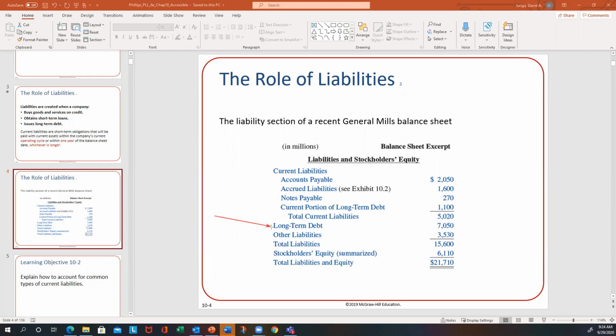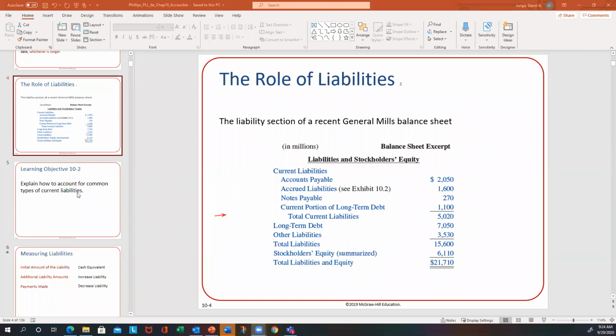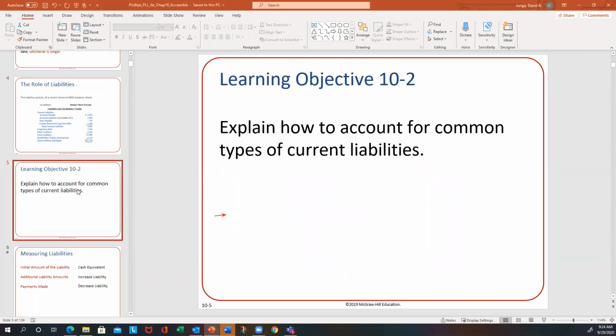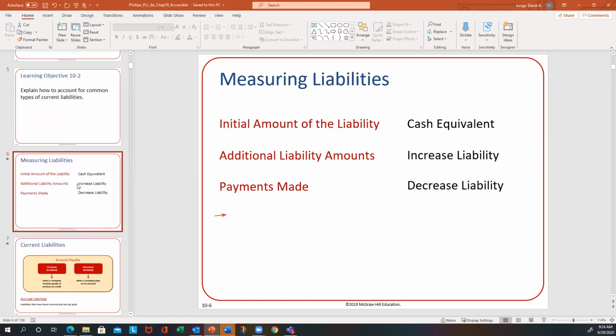But liabilities do play a role because lots of times companies don't have that cash flow to be able to make their operating expenses. So you do at some point in time sometimes have to borrow money to make sure that your business stays intact. Okay, so again, typically you've got the idea of measuring liabilities. So typically you have the initial amount that you loan out or that you borrow, the cash equivalent.